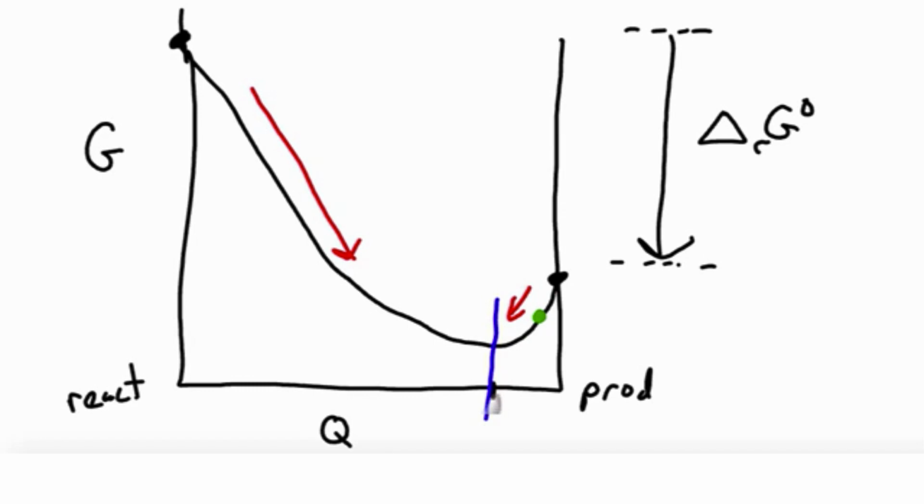Okay, so that's an example for finding which way a reaction progresses using delta G. In a separate screencast, I'll show you how to do it by comparing K and Q.